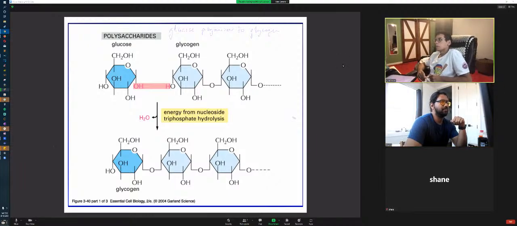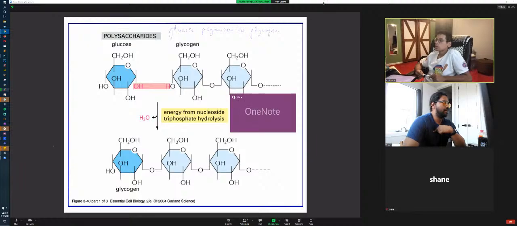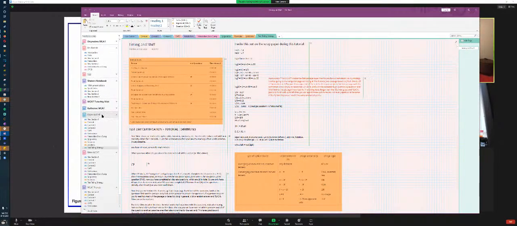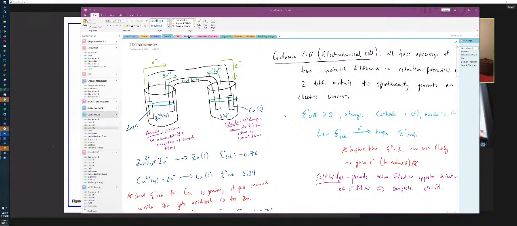Yeah. Glucose polymerizes to glycogen. Nice. All right. So the glycogen is basically missing an H2O group. Yeah, because it's a dehydration. Yeah. Got it. Okay.